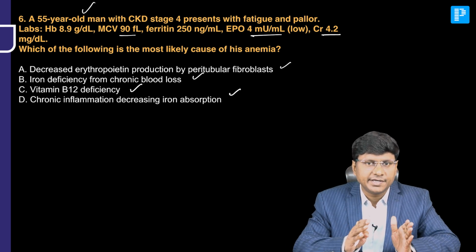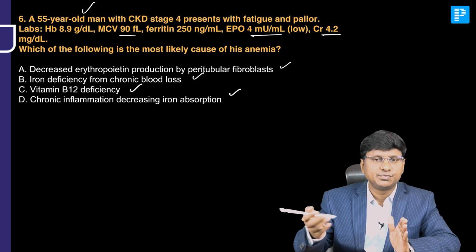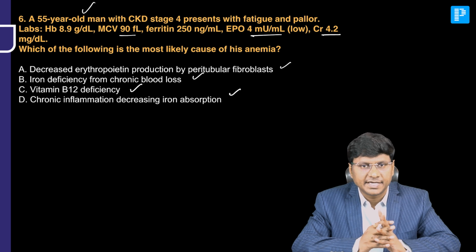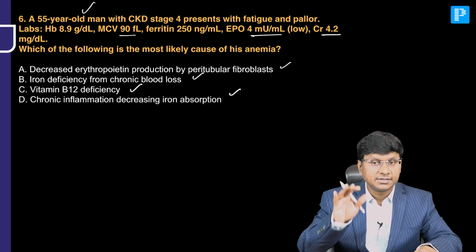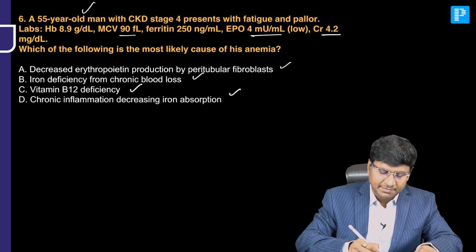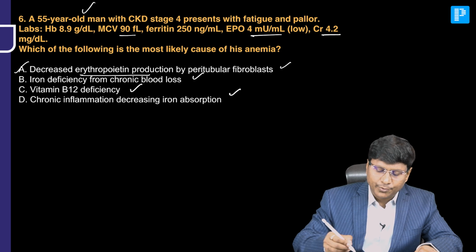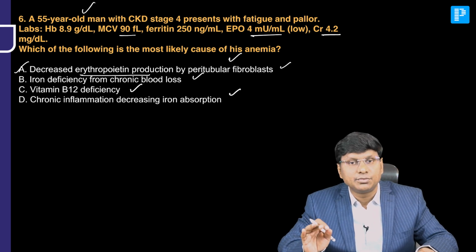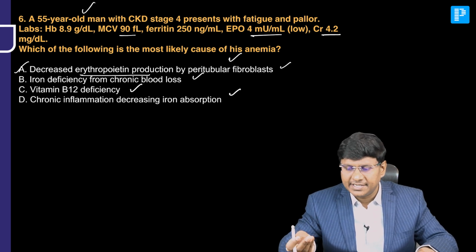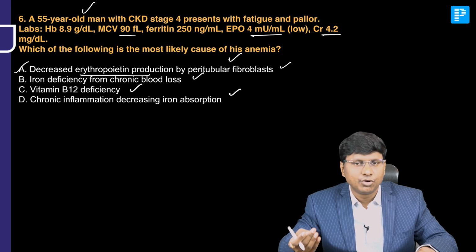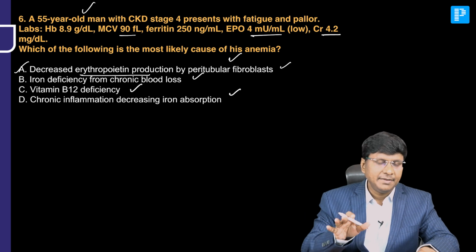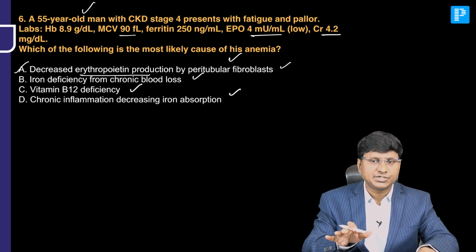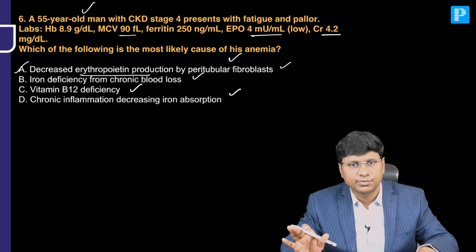In chronic kidney disease, there are multiple etiologies responsible for the development of anemia. But out of all these, the most likely cause of his anemia will be decreased erythropoietin production by peritubular fibroblasts. Apart from that, anemia could be due to vitamin B12 deficiency, folic acid deficiency, or bone marrow suppression. But the primary cause for the development of anemia in a patient with chronic kidney disease is decreased erythropoietin production.